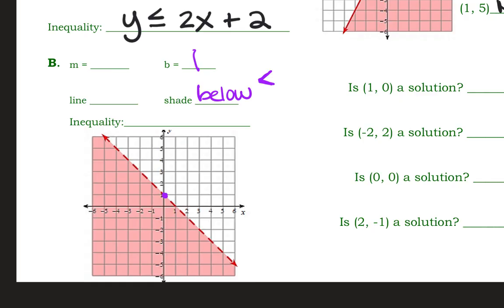All right, what about our line? Is our line solid or dashed? Dashed. Should I add an equal sign, yes or no? No, because it's dashed. Okay.